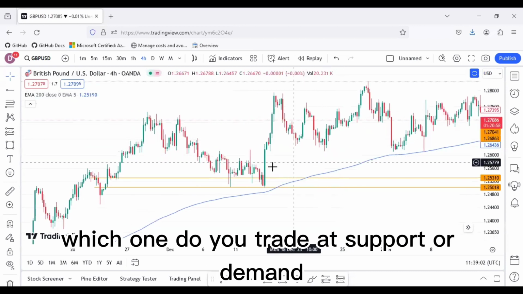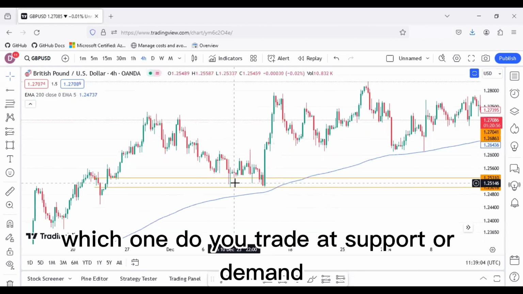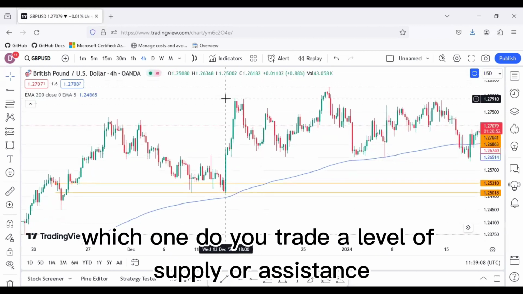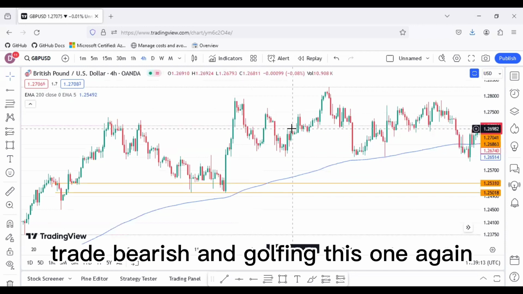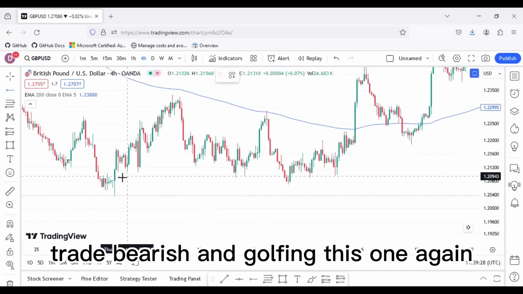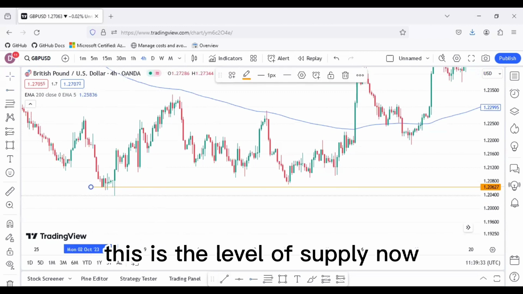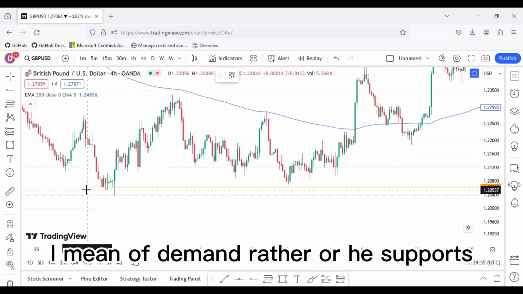Then which one do you trade at support or demand? You trade bullish engulfing. Which one do you trade at a level of supply or resistance? You trade bearish engulfing. This one again, this is the level of demand, or a support.